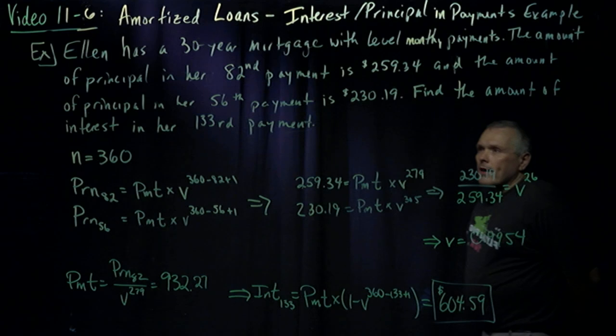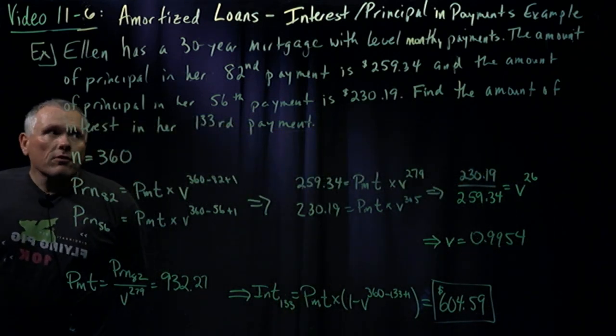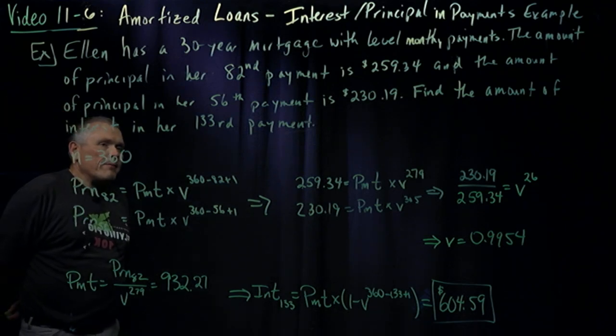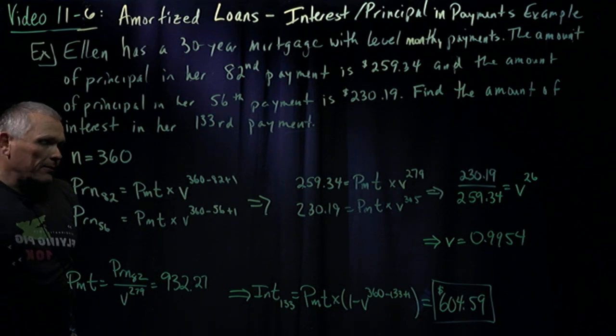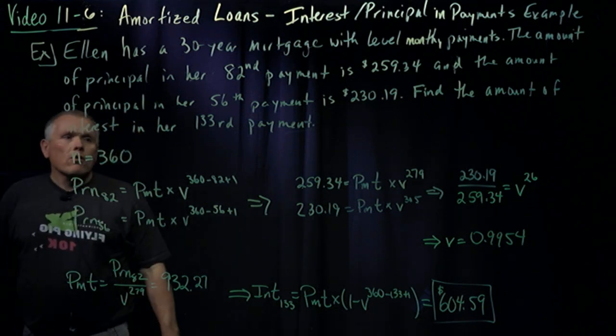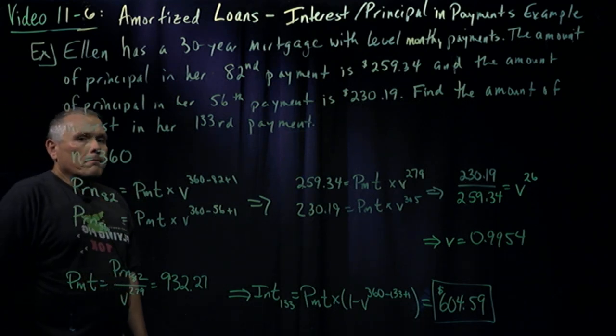All right. So Ellen has a 30-year mortgage. She's paying the mortgage in level monthly payments. We're told the amount of principal in the 82nd and the 56th payment, and we're trying to figure out the amount of interest in the 133rd payment. So since we've got a 30-year mortgage with level monthly payments, we know there are 360 payments total.